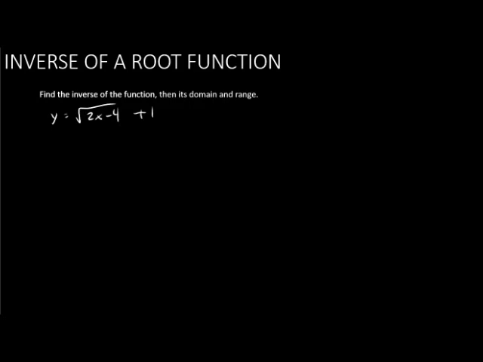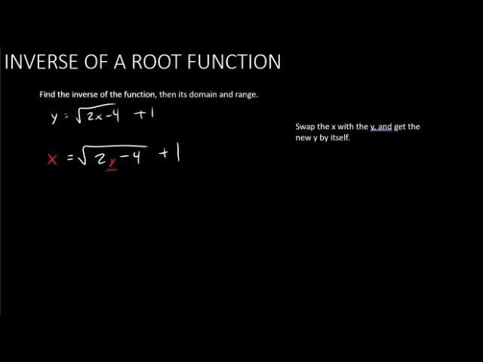Here we'll do another example with inverses, but this time we'll start with a square root function. Our first step, as before, is to swap the x with the y and try to get the new y by itself. When we exchange x with y, we will now have x equals square root of 2y minus 4 on the inside. We will still keep the plus 1 on the outside.